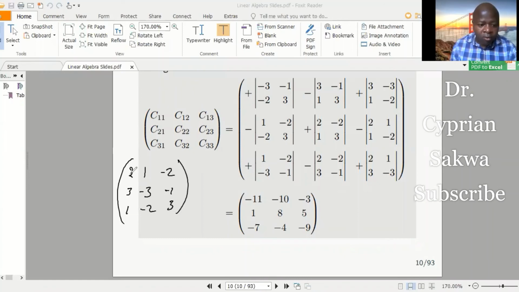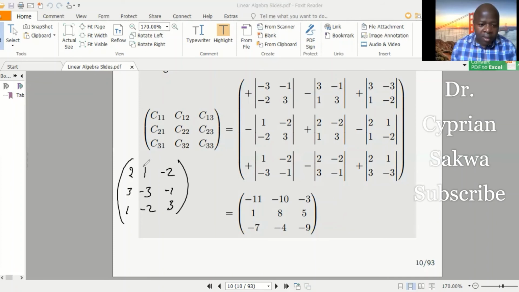We go for this first element here. And remember the signs will alternate: positive, negative, positive, negative, positive, negative, positive, negative, positive. We already talked about that. So to get the cofactor in this position, delete first row, delete first column. We are left with this matrix: negative 3, negative 1, negative 2, 3. Find its determinant. And then the next sign is negative.